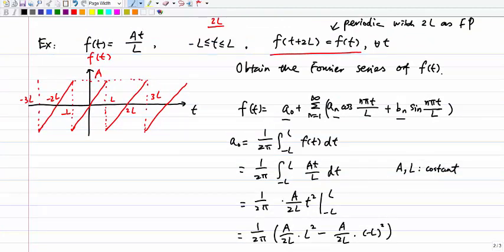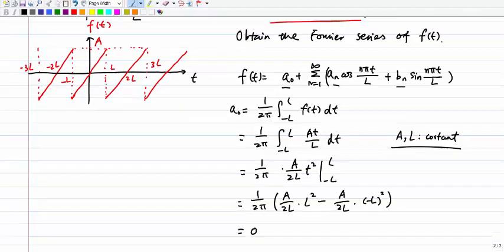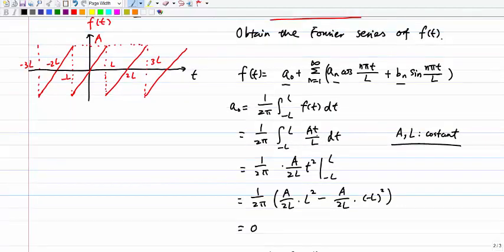Okay, because integration over to A and L, they're all constant. So we do that. The integration of 1 over 2 pi, we can just keep that, times A over 2L, and integration, this guy's integration will be just, because we have T over here, right? It's A over 2L times T squared. Okay, and evaluate at the negative L and positive L.